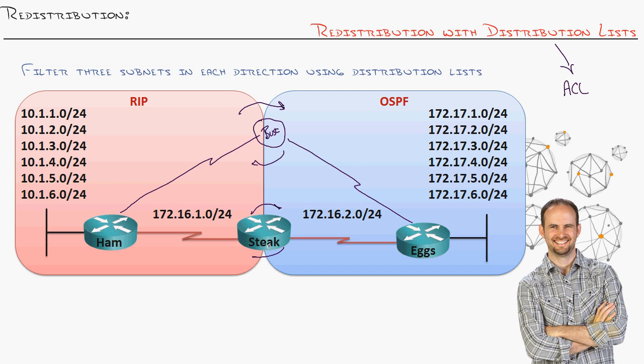Well, what's to prevent an OSPF route, or let's say this guy, from coming into RIP, and then Ham gets it and sends it back to Steak, and Steak sends it to Eggs, and now we have a looping route? There's actually nothing to prevent that.